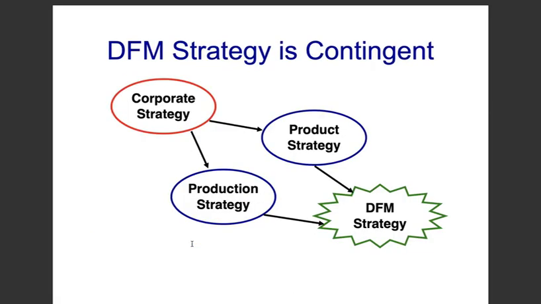I think this is the last slide. So the DFM strategy is contingent. It means that it starts from corporate strategy, moves to production strategy, product strategy, and we are concentrating on product strategy, where we can apply the DFM strategy. So design for manufacturing is one activity that supports corporate strategy so that your company can compete with other similar companies.